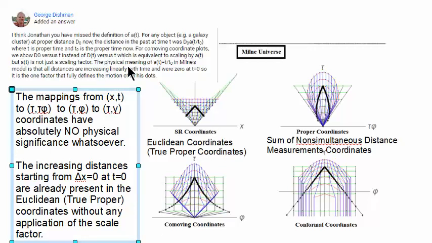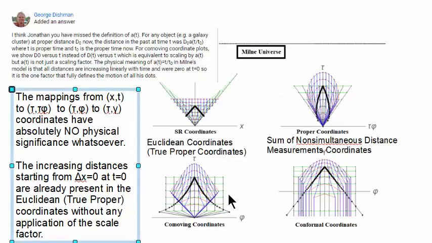So George's claim that the physical meaning of A of t equals t over t sub naught, this goes from here to here, is that all distances are increasing linearly with time and were 0 at t equals 0 seconds, so it is the one factor that fully defines the motion of all his dots. No, this doesn't have anything to do with it. This scale factor between this coordinate plot and this coordinate plot has absolutely nothing to do with any physical meaning of the motion of these guys apart from each other.